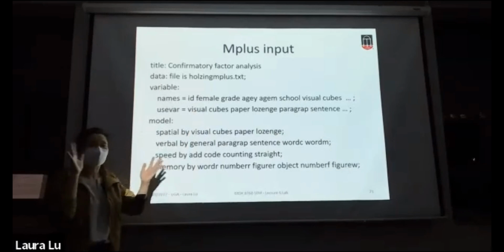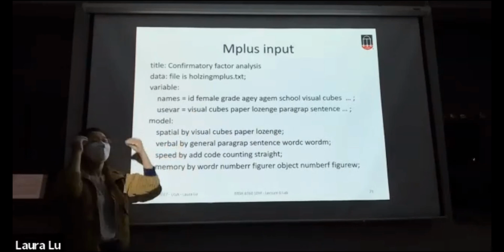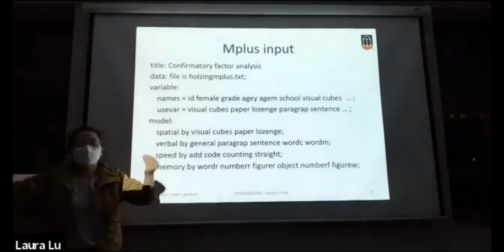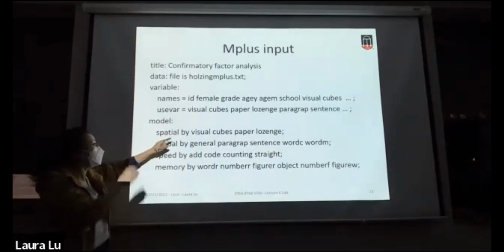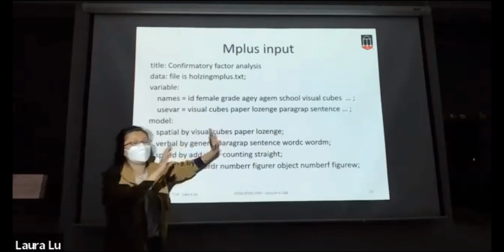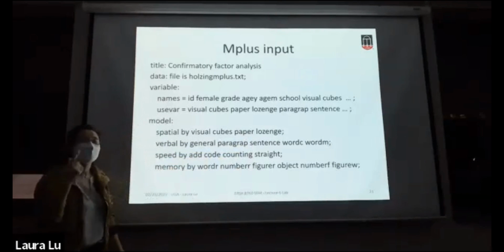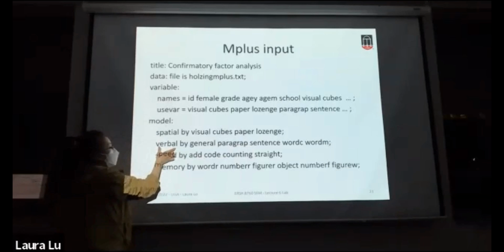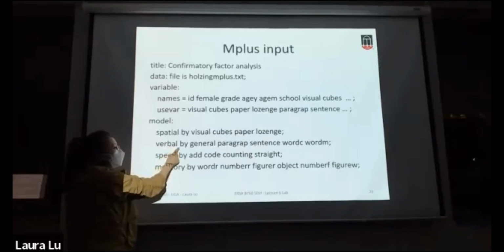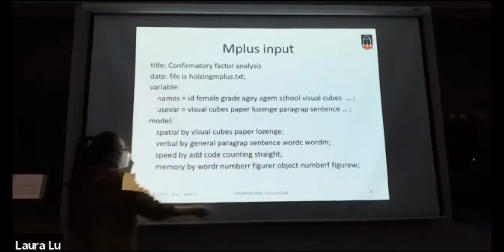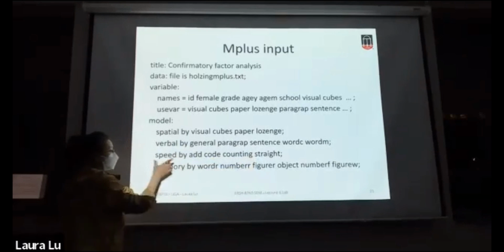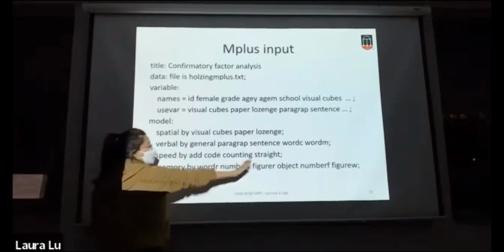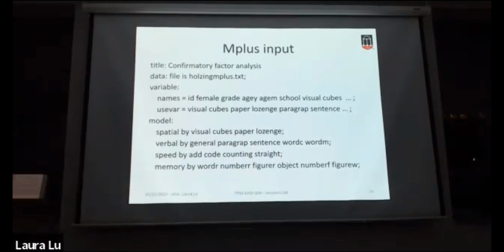Remember, we have different keywords in Mplus. BY means measured by. A latent variable is newly created, and is measured by some tests. That's the syntax of Mplus. This variable is a newly created variable, and it is measured by these 5 tests. Speed is measured by 4 tests. Memory is measured by 6 tests. That's it. This is for Mplus.